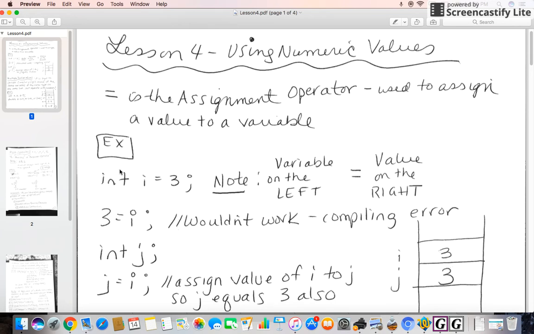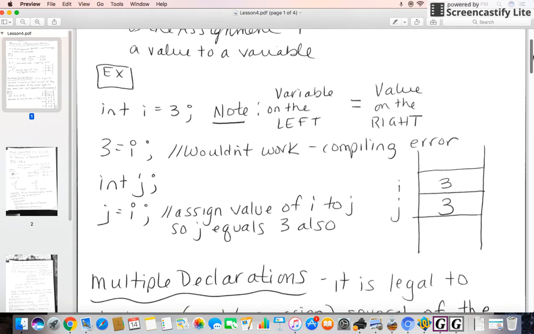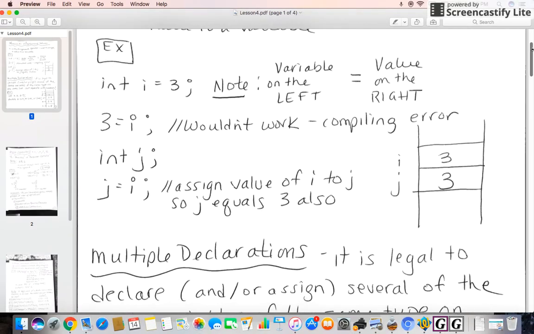As a reminder, the equal sign is called the assignment operator. It's used to assign a value to a variable. For example, if I have the statement int i equals 3, in memory I reserve an integer location called i, and in there I store a 3. Notice that we always put the variable on the left of the equal sign, and the value on the right. This is the variable we're changing, especially when we declare something.